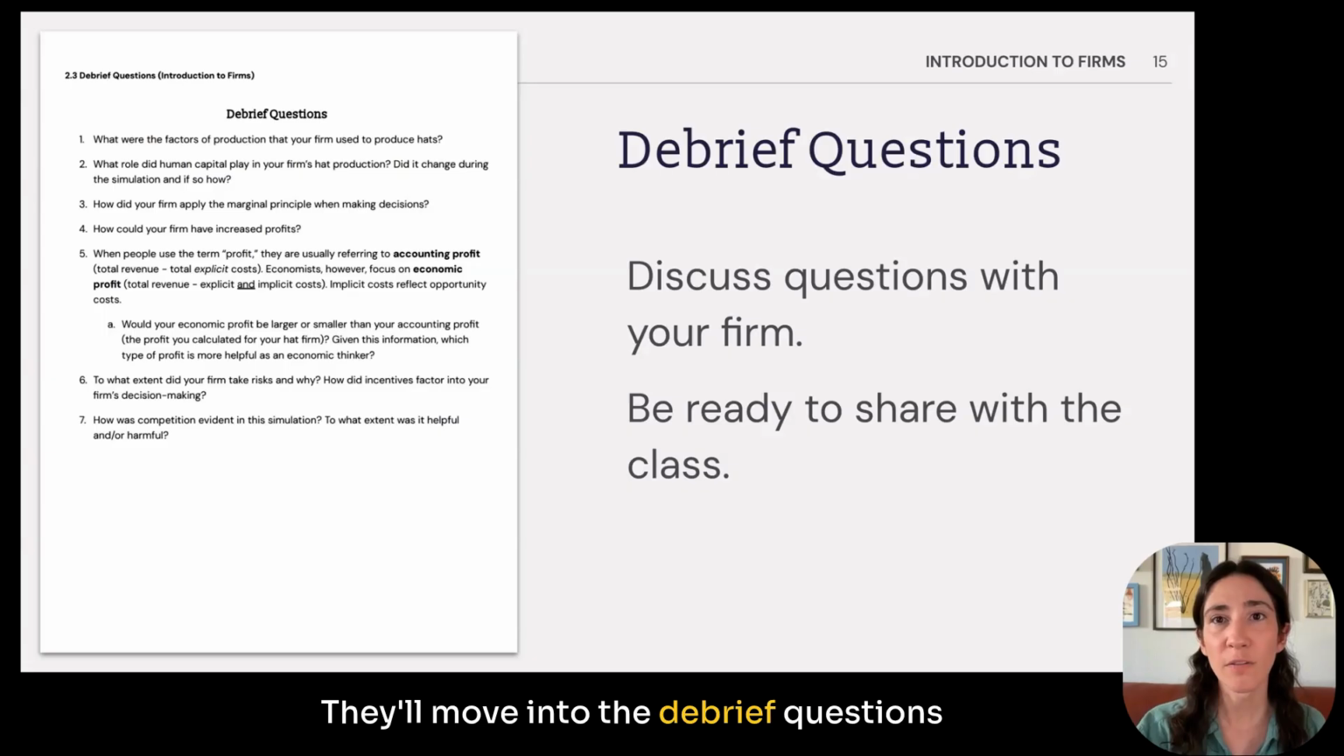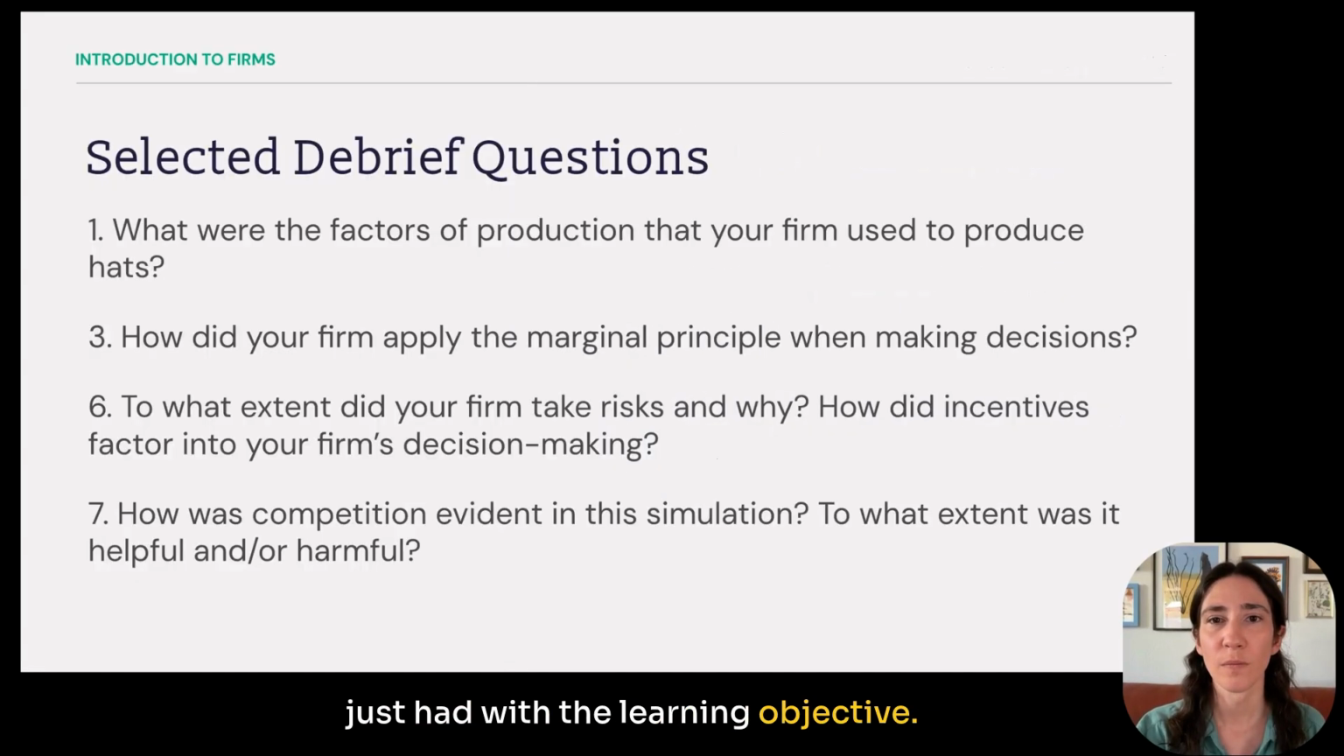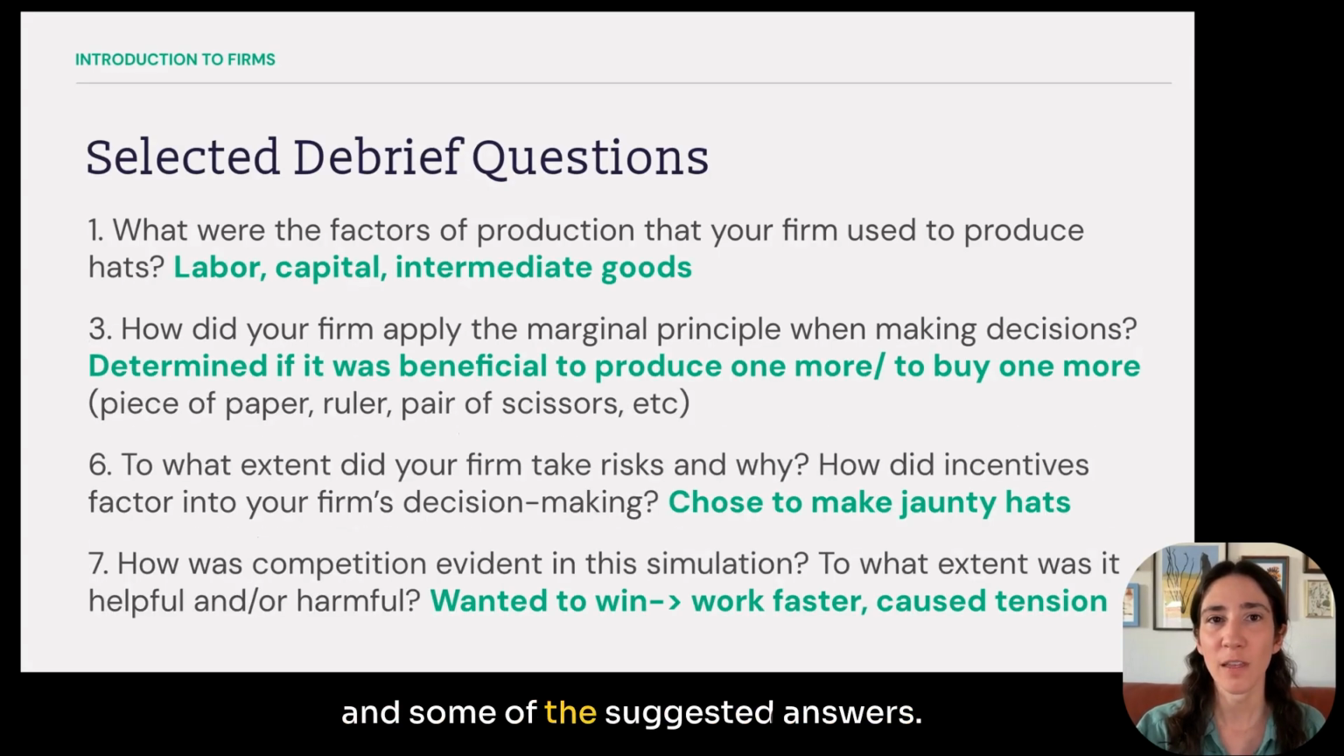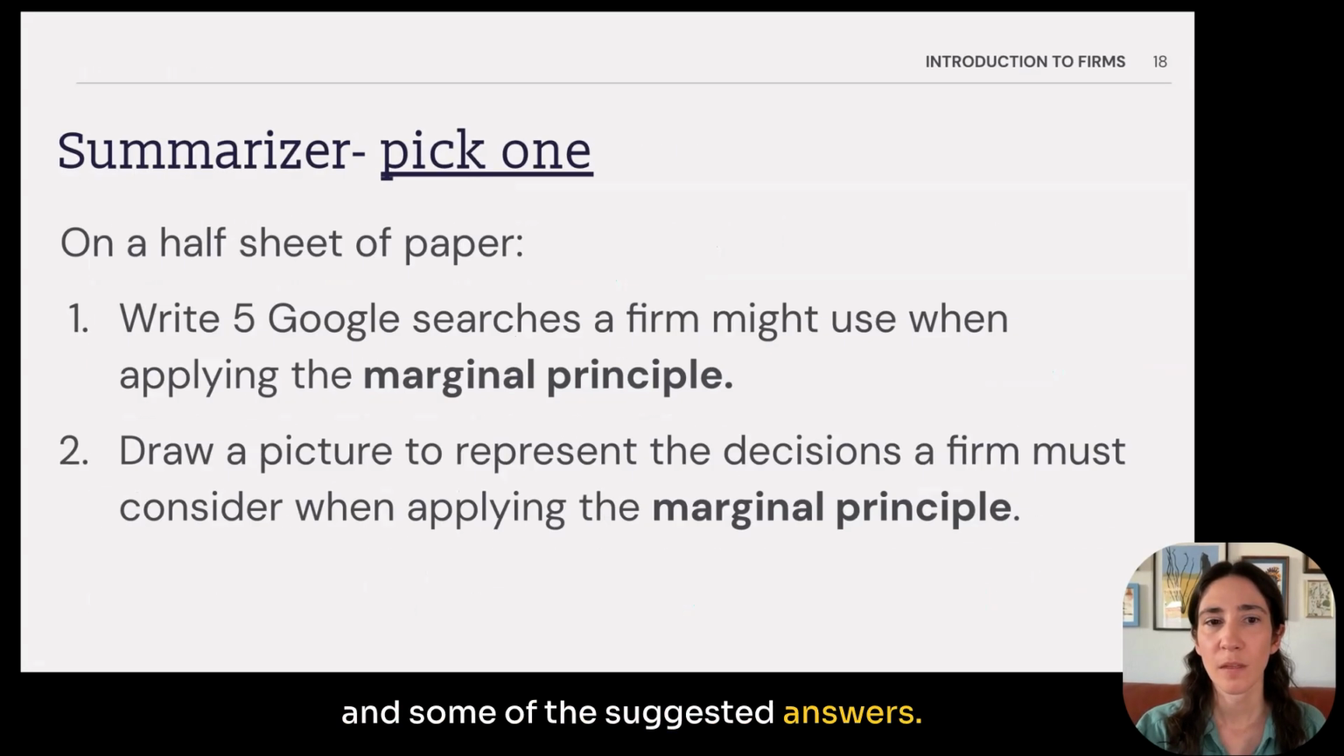They'll move into the debrief questions, where they'll discuss the questions with their firm and then share with the class. The debrief is always an important part of a simulation to help connect the fun they just had with the learning objective. Here's a few of the debrief questions if you want to pause and read over those, and some of the suggested answers. For the summarizer, we're going to connect back to the marginal principle, which was introduced in Unit 1.